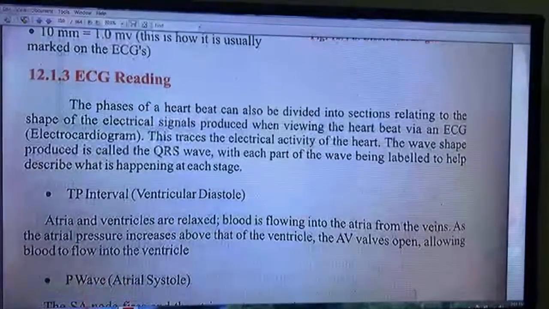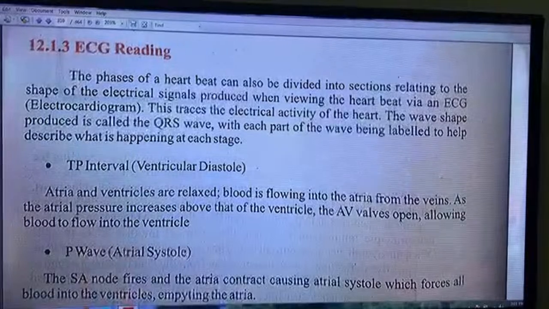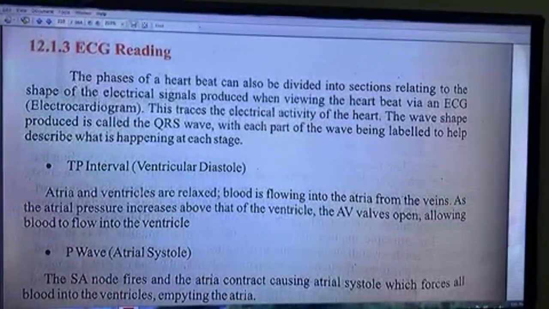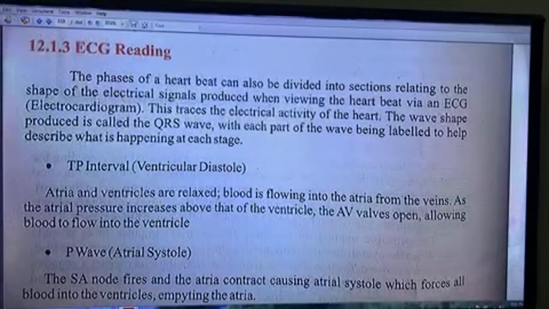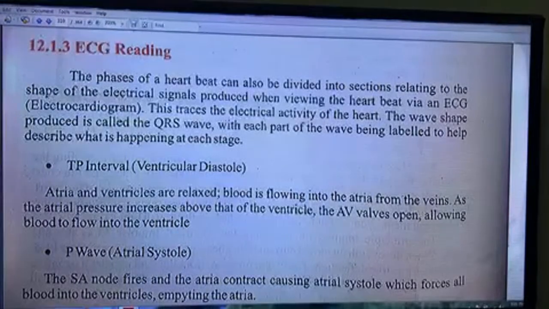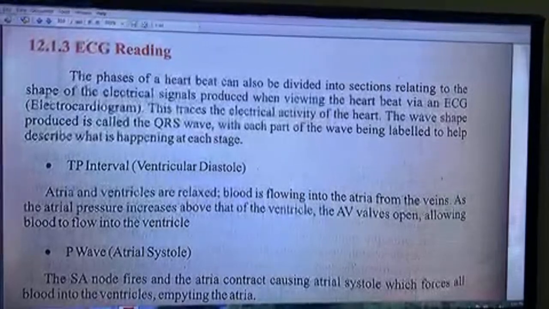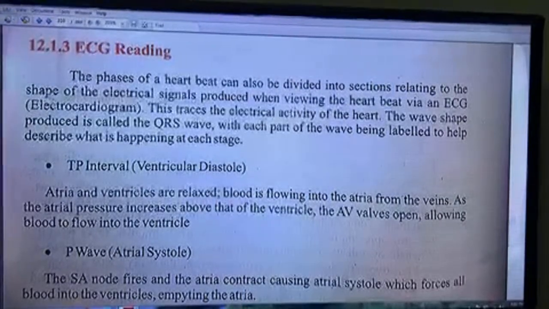ECG reading. The phases of the heartbeat can also be divided into sections relating to the shape of the electrical signal produced when viewing the heartbeat via an ECG, electrocardiogram. This shows the electrical activity of the heart. The wave shape produced is called the QRS wave, with each part of the wave being labeled to help describe what is happening at each stage.